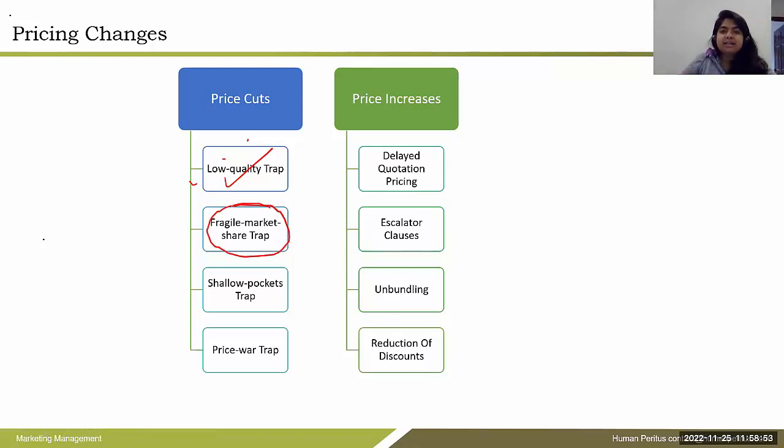Fragile market price. It says that a lower price will give you market share, but not market loyalty.